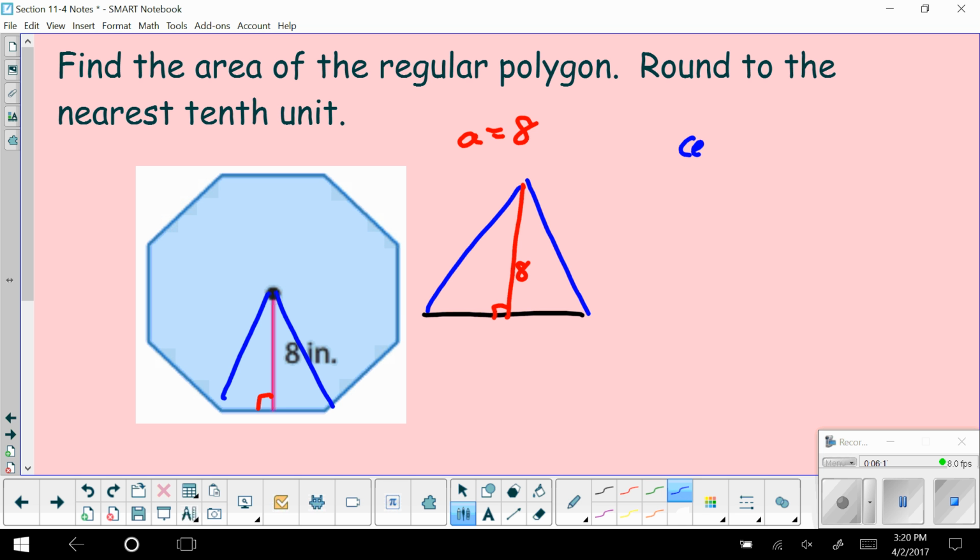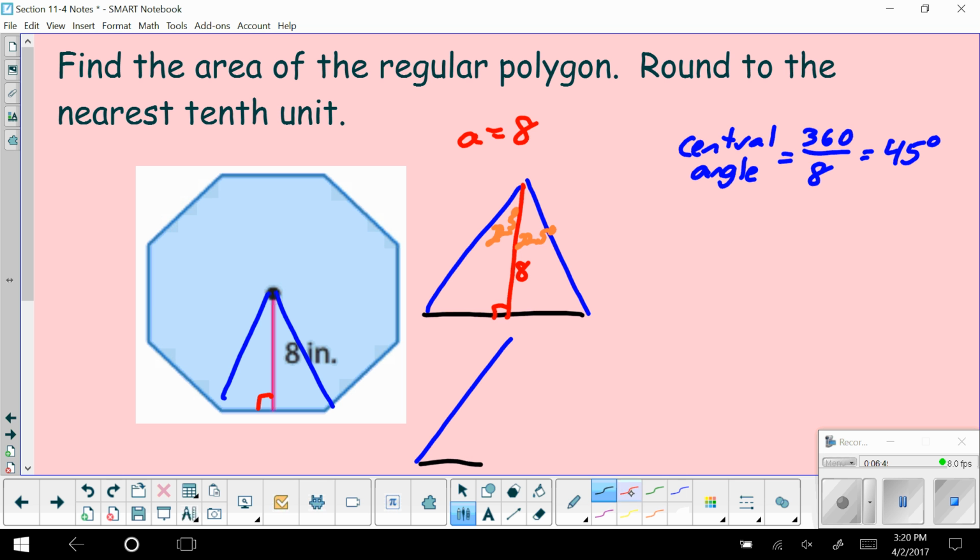For the central angle, that's going to be 360 divided by the number of sides, which is 8. So my central angle is going to be 45 degrees. But the apothem cuts that in half. So I have 22.5 degrees for each of these angles. If it helps, we can draw it separately like this as well. And here's 8. This is 22.5 degrees.